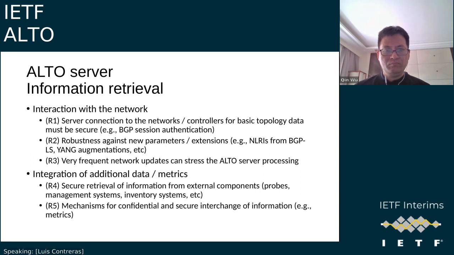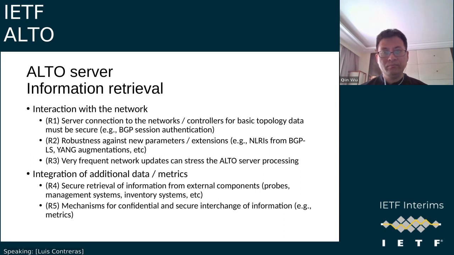For instance, augmentations or new NLRIs for BGP-LS, new augmentations that could come with the models. Playing with those augmentations could crash the retrieval of the information, and somehow we need to secure the ALTO server from those potential issues, right? The third case would be to handle very frequent network updates that can stress the ALTO server processing. In some cases there will be timers specified, as in the case of BGP, or updates in the network that are modulated by the timers of the IGP. At least in another case the situation could not be like that. So somehow we need to protect the ALTO server from very frequent network updates. That would be related to the interaction with the network.